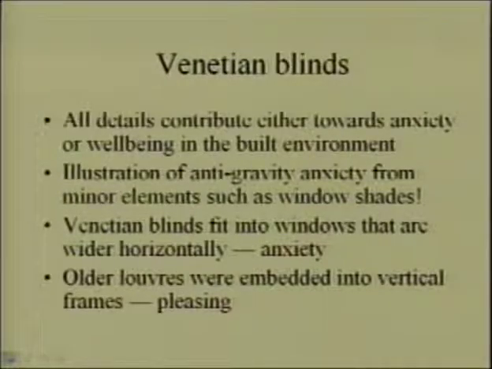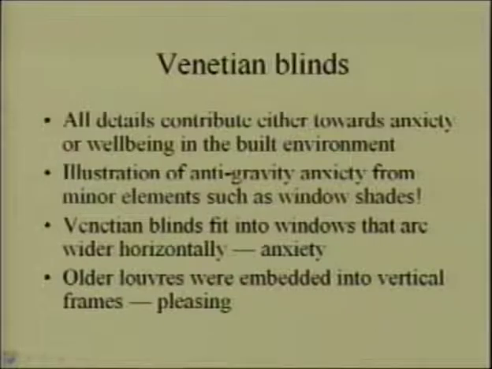Some people may laugh at the next example, but this is Venetian blinds. My argument is that all the details contribute either towards anxiety or well-being in the built environment, and even a minor thing like Venetian blinds does contribute. Venetian blinds give you anti-gravity anxiety because they're horizontal. Furthermore, because of the modernist tradition of horizontal windows, we have Venetian blinds in horizontal windows, and that just reinforces the horizontality and reinforces the anxiety. Now, again, you cannot have vertical Venetian blinds, because they are meant to block the sun, and the physics of the sunlight requires that they be horizontal so that you can tilt them and get the sun reflected or let the sun in as you wish.